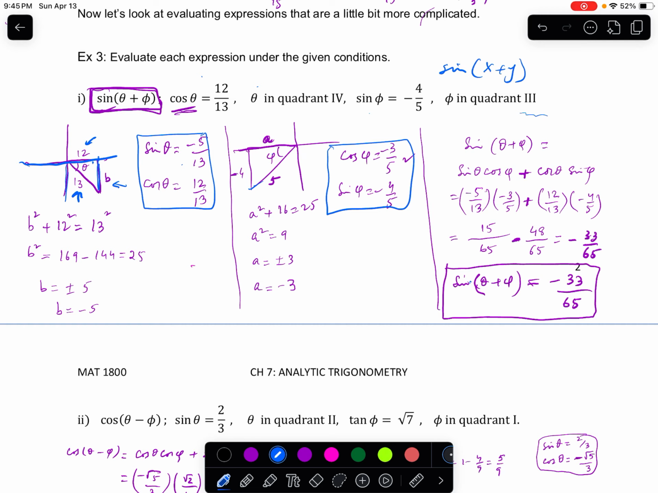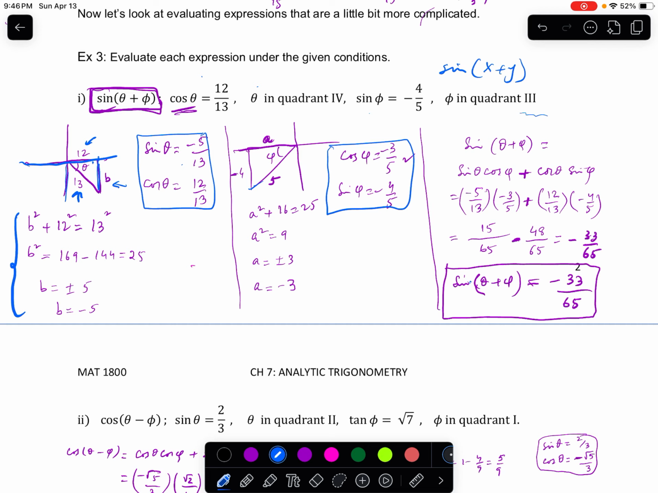Using the Pythagorean theorem. I called it B, and now I'm finding B over here using the Pythagorean theorem, and we get B is equal to plus or minus 5. But what will B be? Because we are in the fourth quadrant, and in the fourth quadrant sine is negative, the y coordinate is also negative. This represents the y coordinate. So B is equal to negative 5.